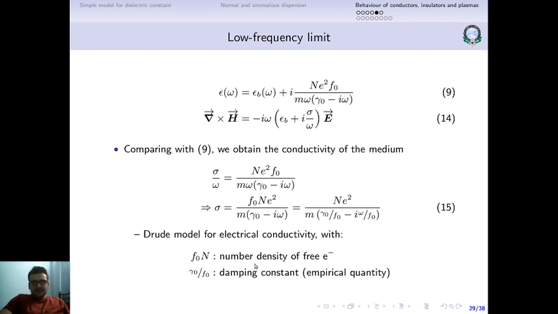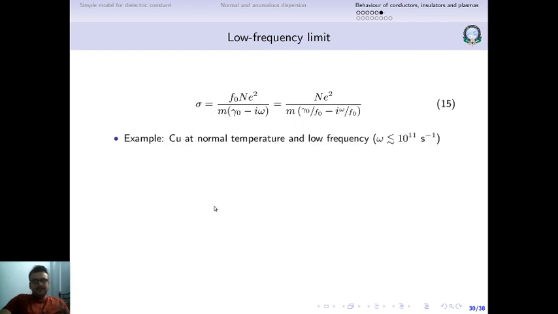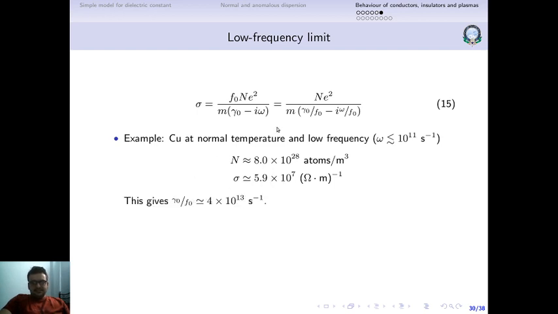Here f_0 N is simply the number density of free electrons, and gamma_0 by f_0 is known as the damping constant. This is an empirical quantity, that is, it is found by measurements of the conductivity. An example of this is copper at normal temperature and low frequency, where low frequency means omega is approximately less than 10 to the power 11 hertz. For copper, the number density is 8 times 10 to the power 28, and the conductivity is measured to be this much. So this gives us the value of gamma_0 by f_0 to be equal to this much.